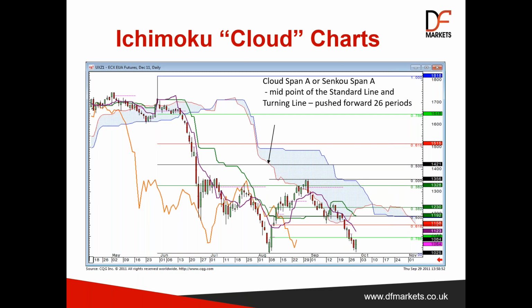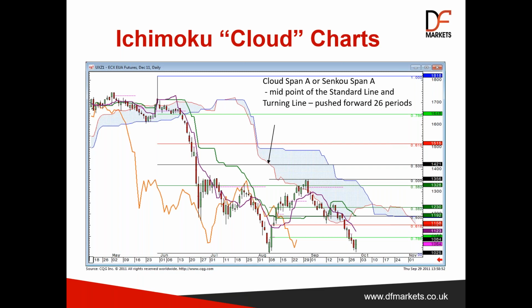Our third line is that red one there, and that's called the cloud span A, or the Senku span A. Now this is the midpoint of the standard line and the turning line, so we're using those first 2 lines. We're finding the middle point of both of those, but what we're doing actually here with this line is shoving it forwards by 26 periods. Okay.